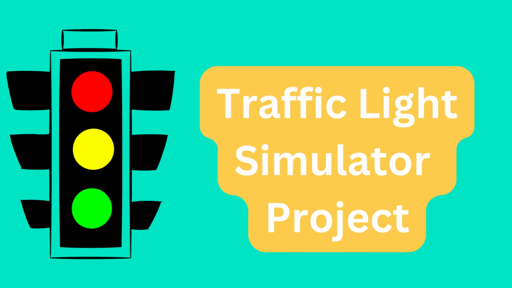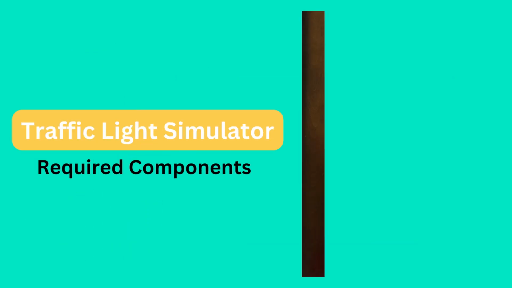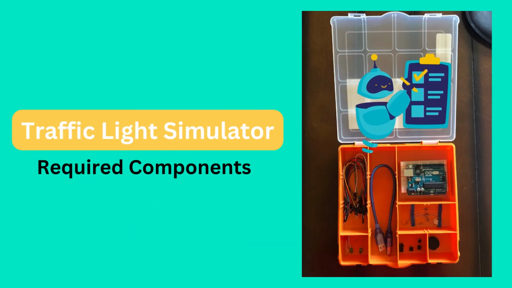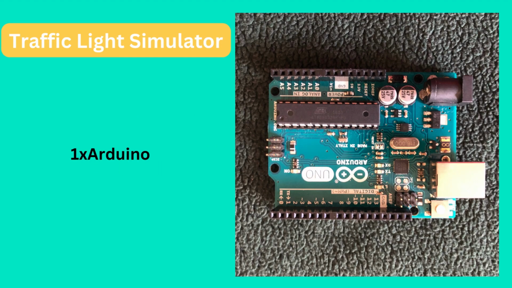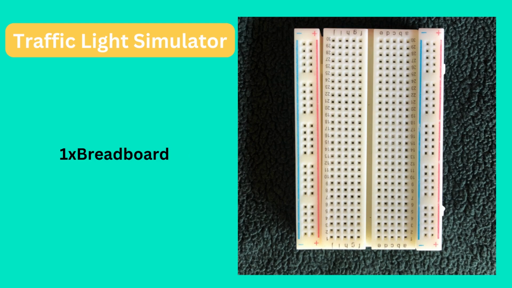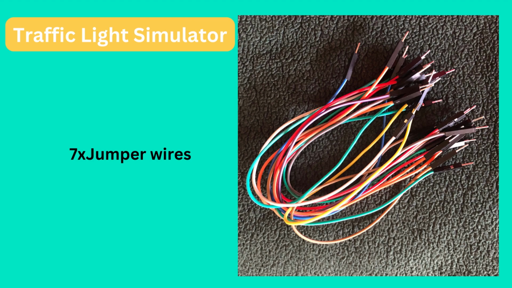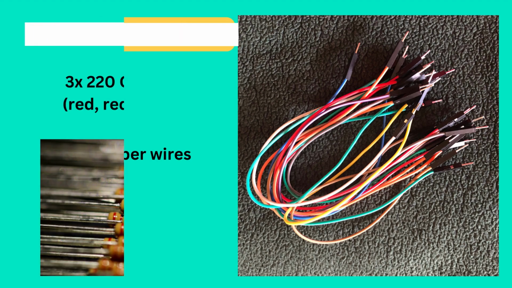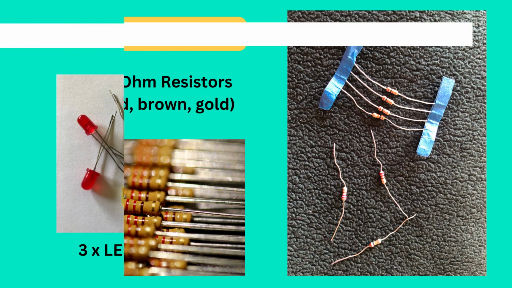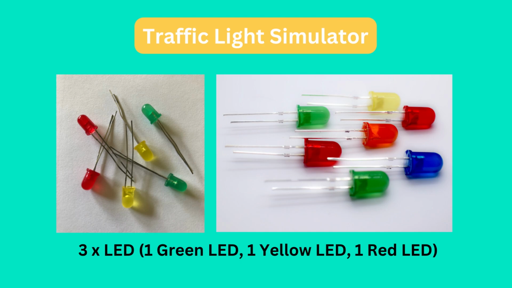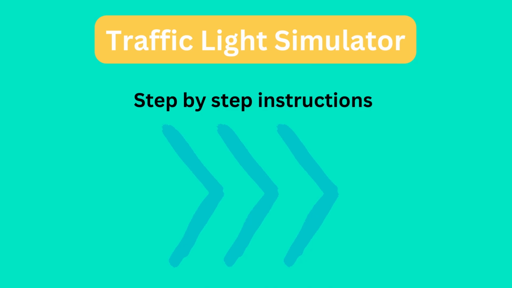Let's start our traffic light simulator project. The required components for the traffic light simulator project are 1 Arduino Uno microcontroller, 1 breadboard, 7 jumper wires, 3 220 ohm resistors with red, brown, gold color bands. You will need 3 LEDs for this project: 1 green, 1 yellow and 1 red.